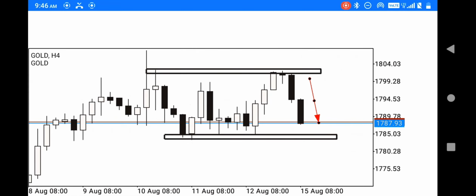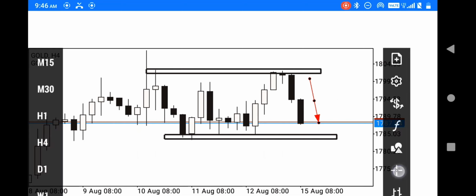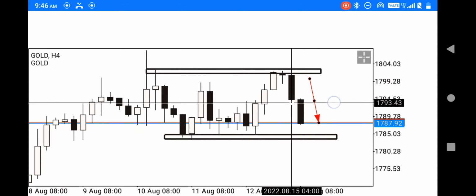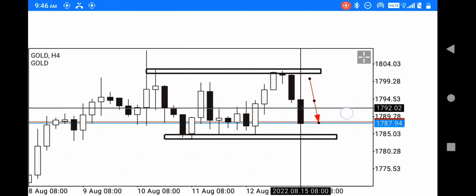So I want to go over my trades with you guys so that you see my thought process. But today it's a Monday, the markets just opened. When I came in this morning, this candle had closed and we were on this second one here.